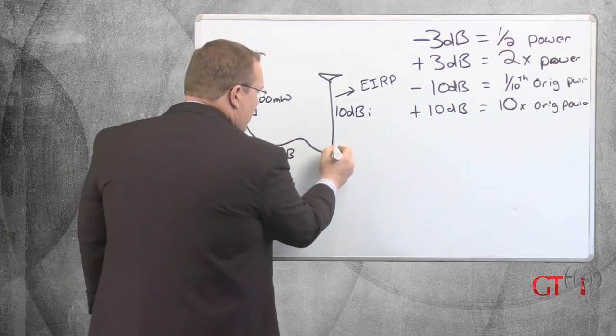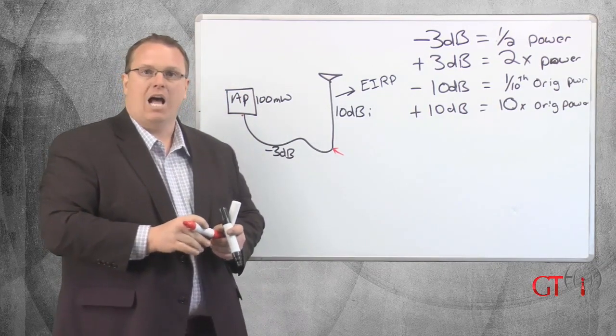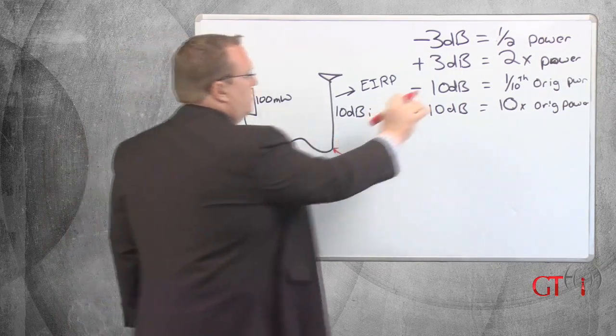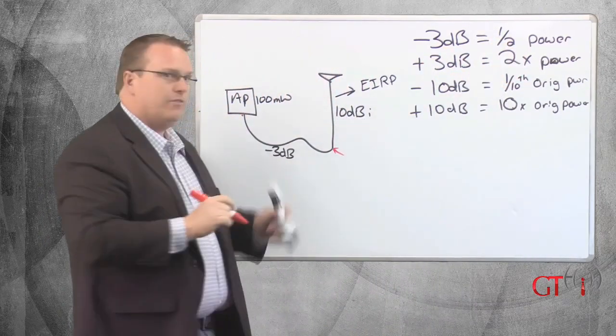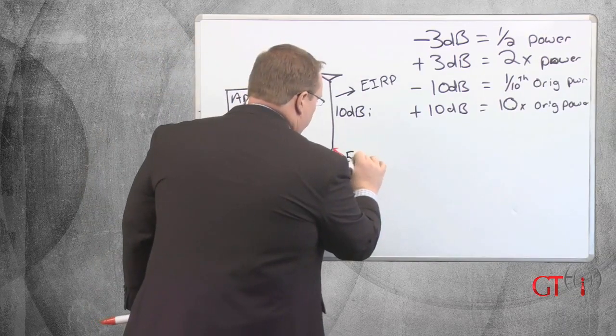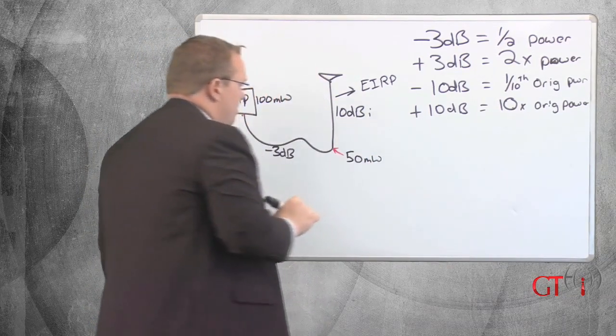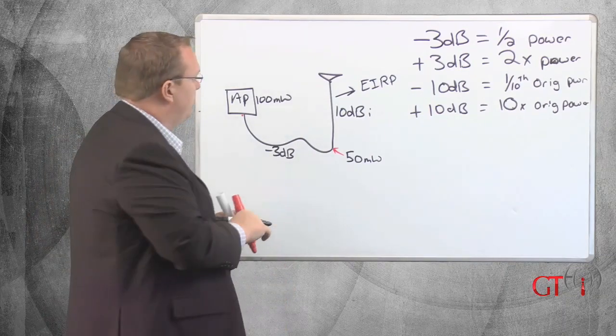When I get to the end, how much am I now? I have lost 3 decibels. 3 decibel loss is 1/2 of my power. What is half of 100? 50. Now I am at 50 milliwatts. Not too bad, right? All I had to do was cut something in half.